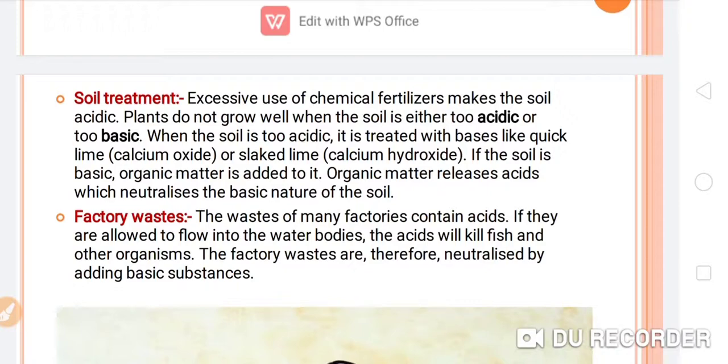If the soil is basic, what compound can we use to neutralize its effect? We can use manure, which will be acidic in nature. Organic matter releases acid which neutralizes the basic nature of the soil. So manure we can use to neutralize the effect of basic soil.